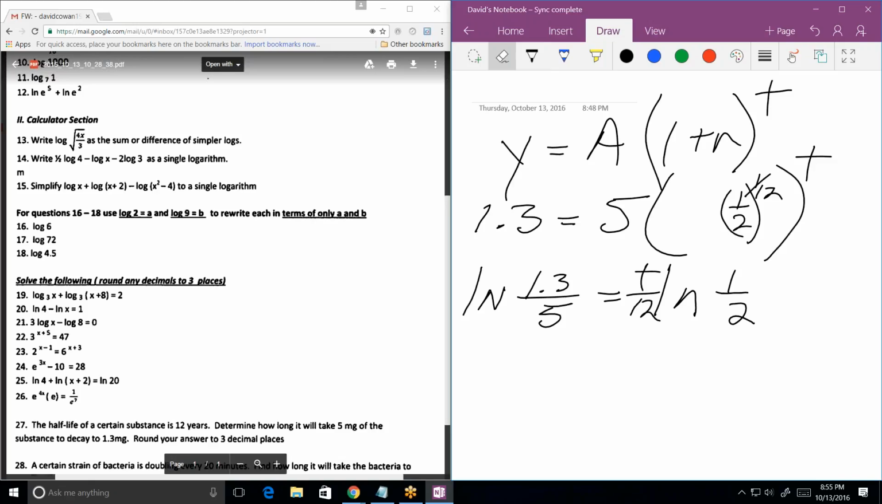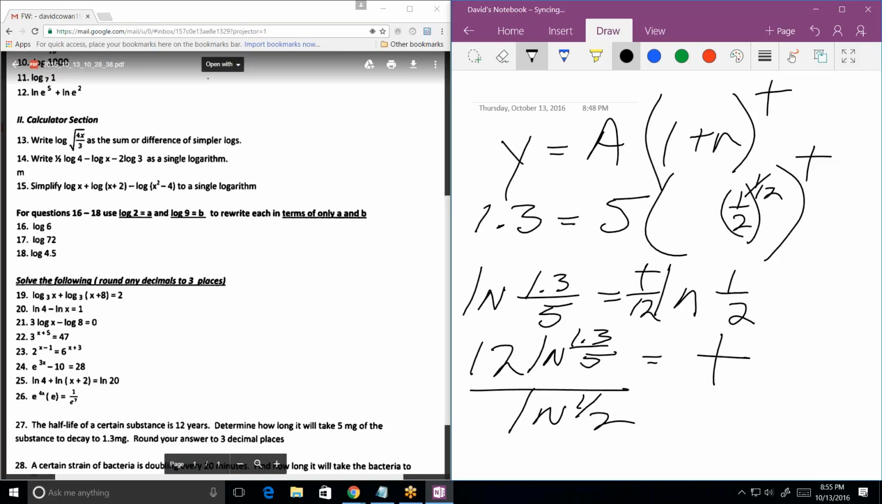T is going to be equal to 12 times the natural log of 1.3 over 5, divided by the natural log of 1/2. That's a negative number, or the log of that's a negative number. So I got a negative number divided by a negative number. I'm going to have a positive time answer.